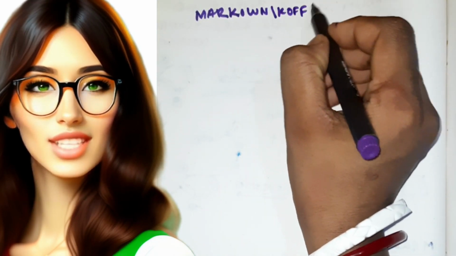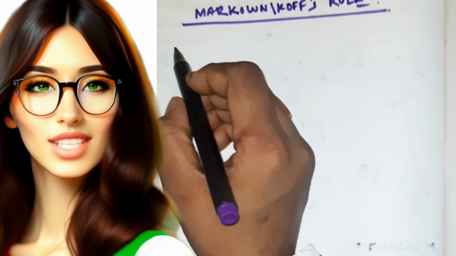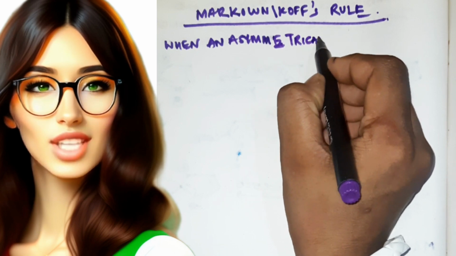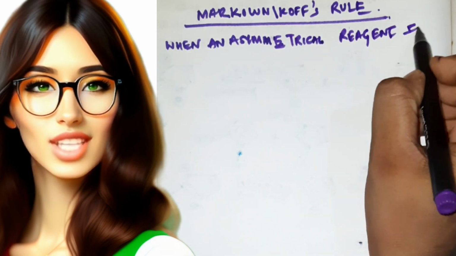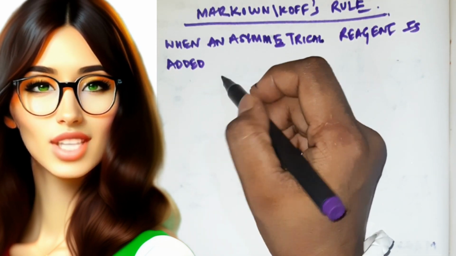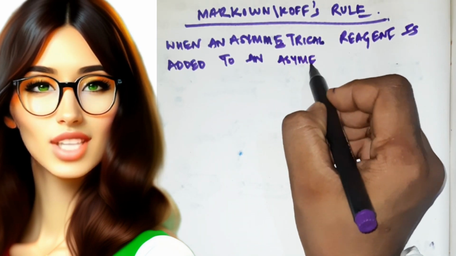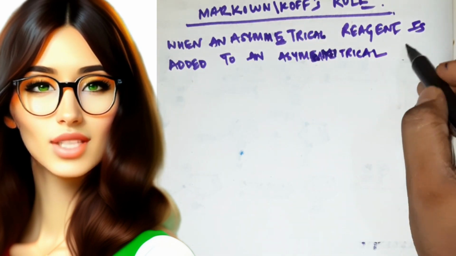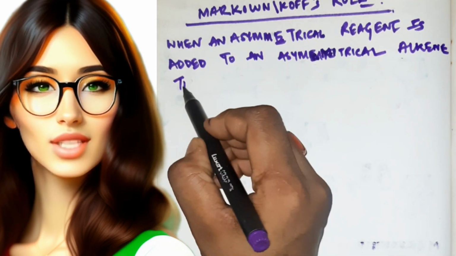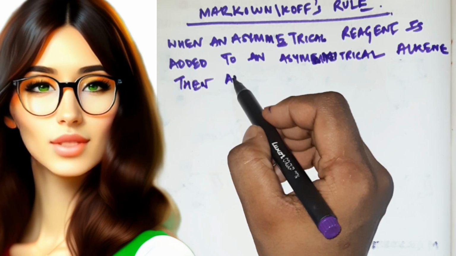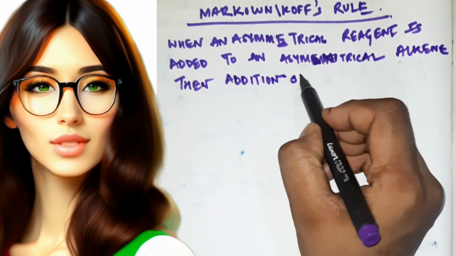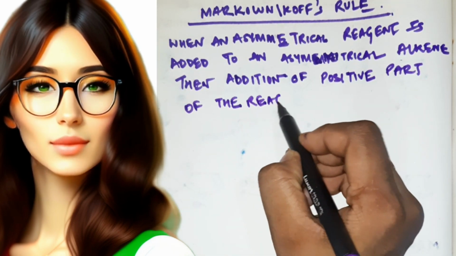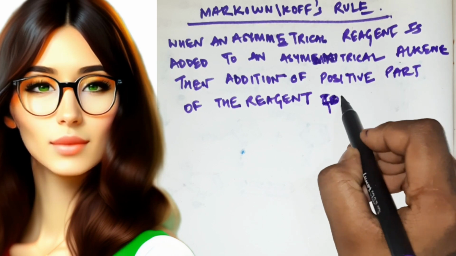Today we will learn Markovnikov's rule of addition of alkenes. Markovnikov was a scientist who found a rule that when an asymmetrical reagent is added to an alkene which is again asymmetrical, the positive part of the reagent goes to the carbon atom which has the maximum number of hydrogens, whereas the negative part goes to the carbon atom which has the least number of hydrogen atoms.